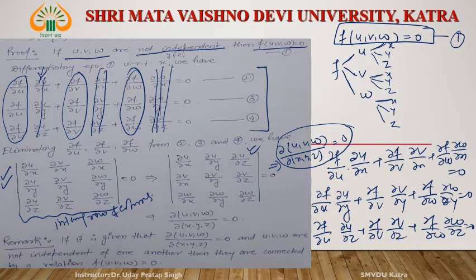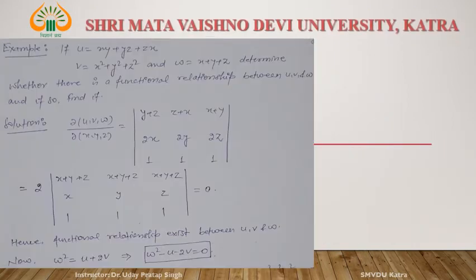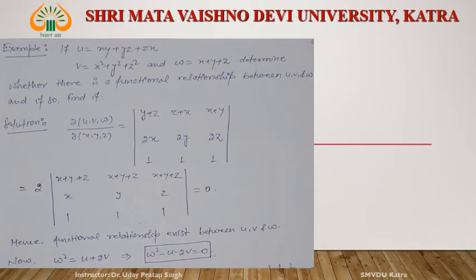Conversely, if we discuss the converse part of this: if ∂(u,v,w)/∂(x,y,z) is equal to 0, then u, v, w are not independent of one another, and they are connected by this relation. It means its converse part is also true. The converse part of property number 3 is true, right?